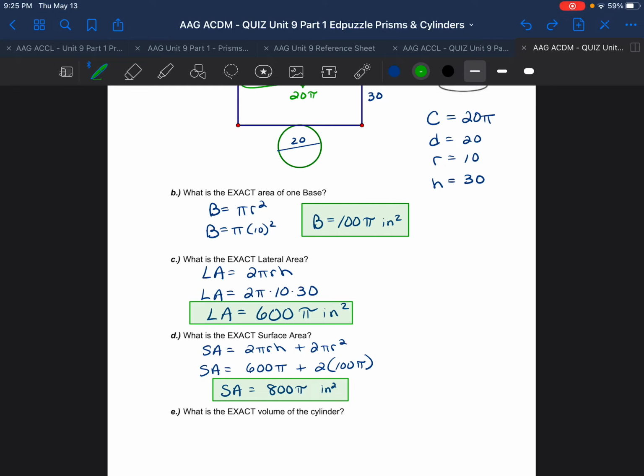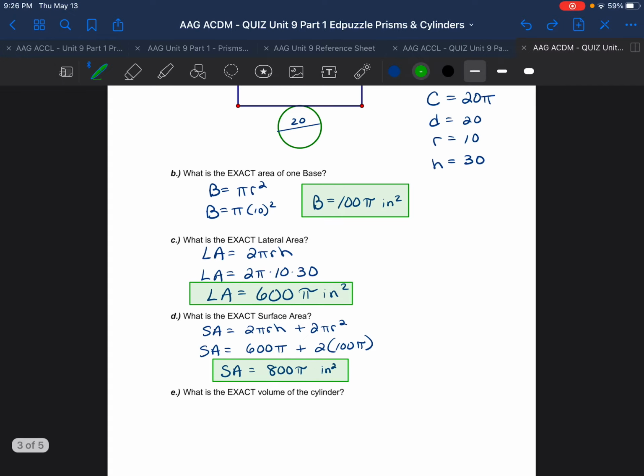All right, ladies and gentlemen, just to be clear here, for the surface area, the lateral area was 600 pi from the previous question. And then one base area is 100 pi. We have two of them. Therefore, 800 pi is our exact surface area.